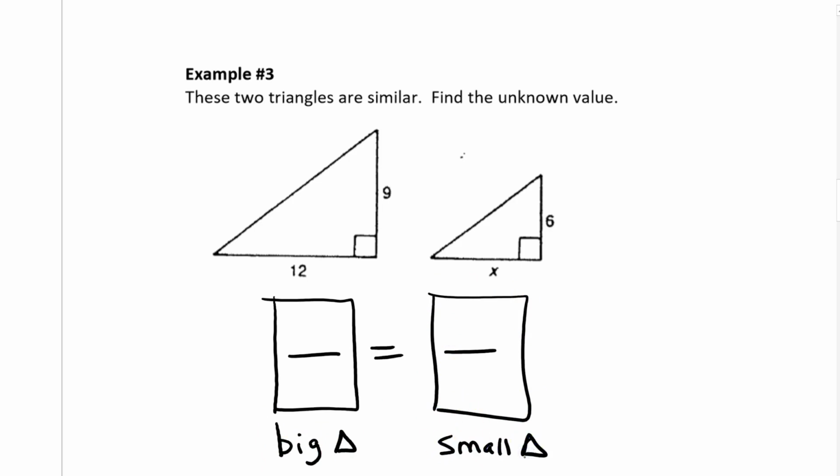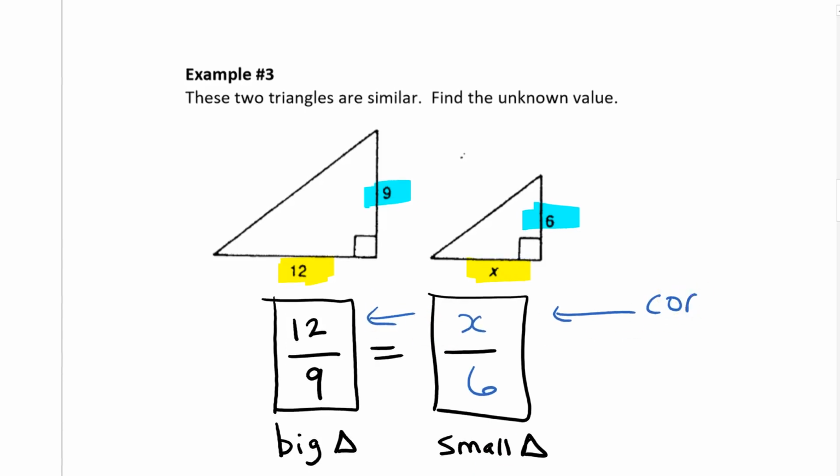And so if I go maybe 12 over 9, I've just got to make sure I get the order right. So 12 corresponds to x, those are the corresponding sides, and 9 corresponds with 6. So when I go on the other side over here, I got to make sure that I put the x on the top, right? I don't want to put the x on the bottom, so we need to be careful. So if we're looking here, these two ones have to be corresponding sides.